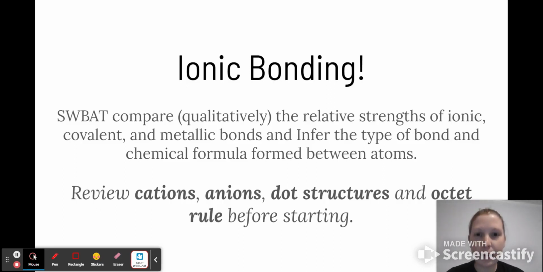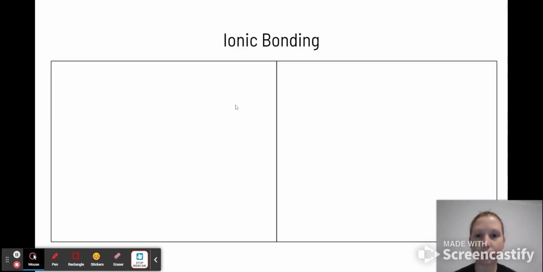Hey everybody! So we are looking at ionic bonding today, and by the end of this lesson you should be able to compare qualitatively, which means by comparison, the relative strengths of ionic, covalent, and metallic bonds, and infer the type of bonds and chemical formulas formed between atoms. So for this, we're really focusing on just ionic today. And before we get started, you may want to review cations, anions, dot structures, and the octet rule.